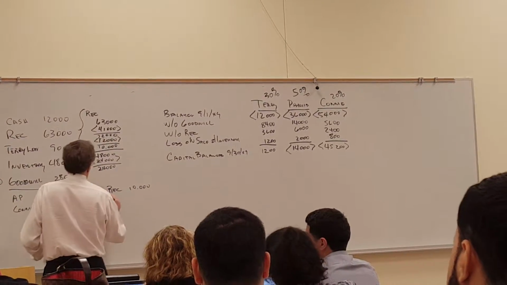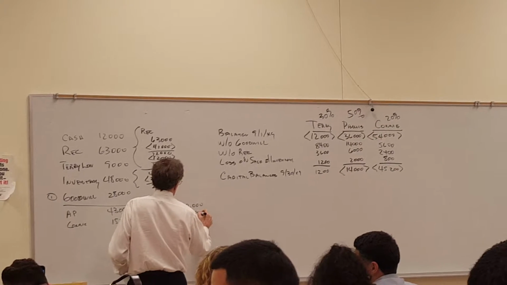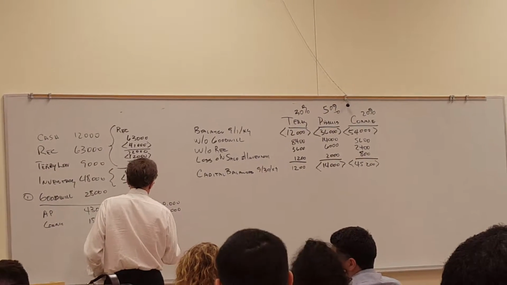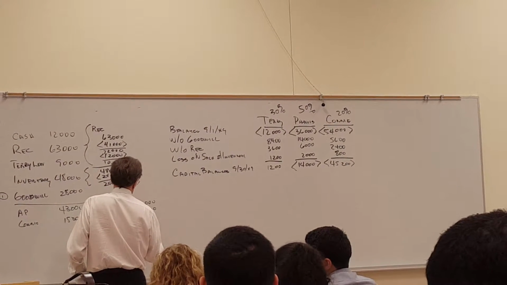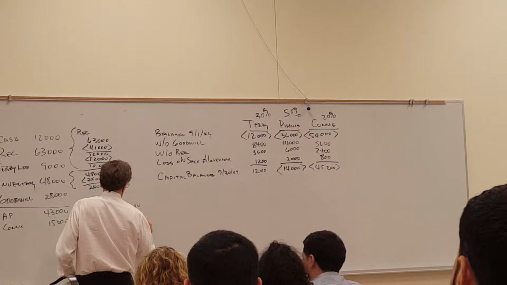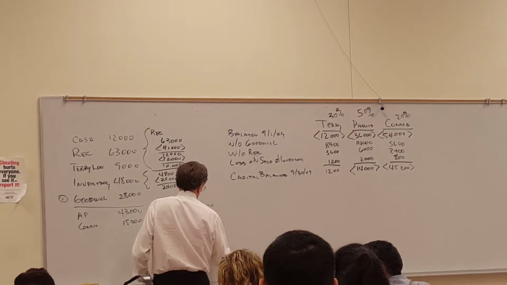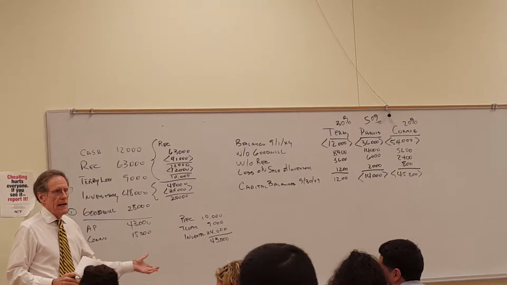We have Terry's loan of $9,000, and we have $24,000 worth of inventory. So this brings us to $43,000 of assets that we have.